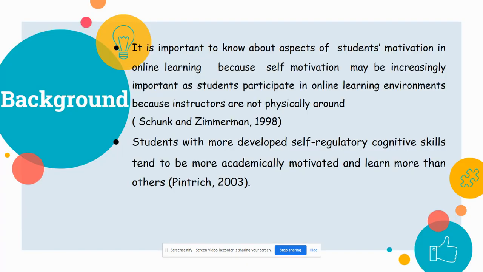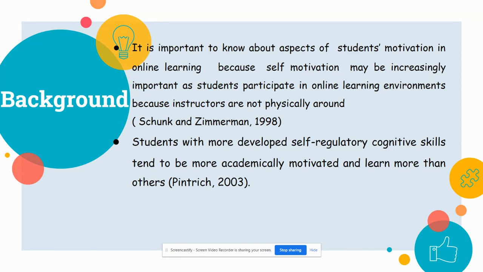So I continue with the background. For the background information, I include some information from Schunk and Zimmerman 1998, which says that it is important to know about the aspects of motivation in online learning, because self-motivation may be increasingly important as students participate in online learning due to the unavailability of the instructors. So it is important for us to know whether they are affected by this situation or not, because this shift was done nationwide. Nationwide means there will be a lot of people involved and affected by this.